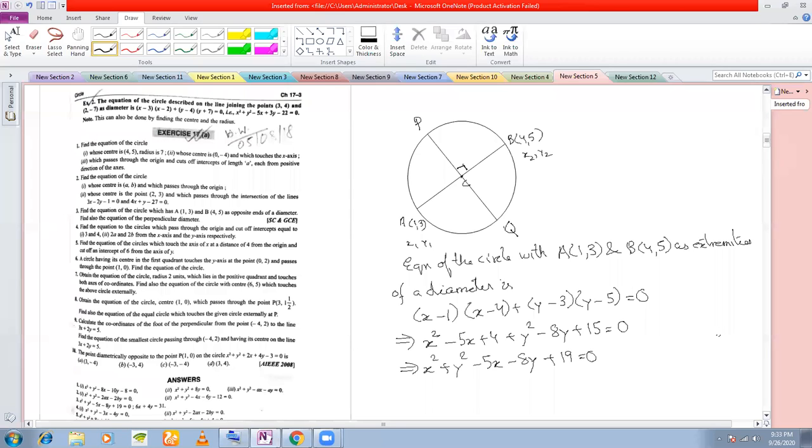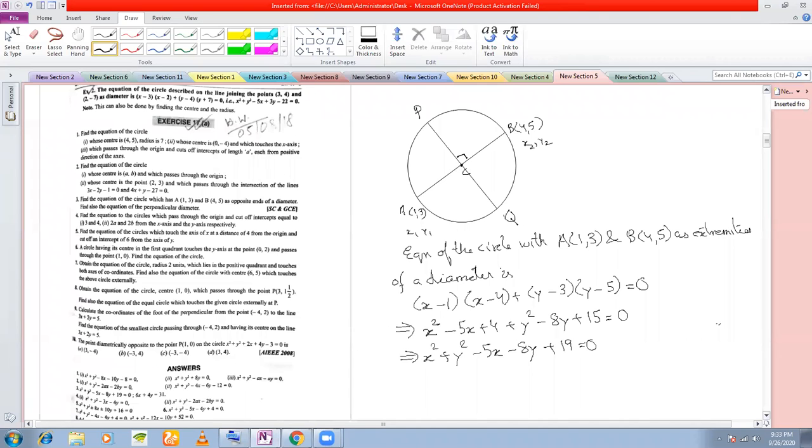First of all, we can find out the center of this circle. How? Because the center is the midpoint. So you can find out the midpoint of AB. By the midpoint formula, we can find out the coordinates of the center. Coordinates of the center is (1 plus 4)/2 and (3 plus 5)/2, so C is (5/2, 4). This is the coordinates of the center.